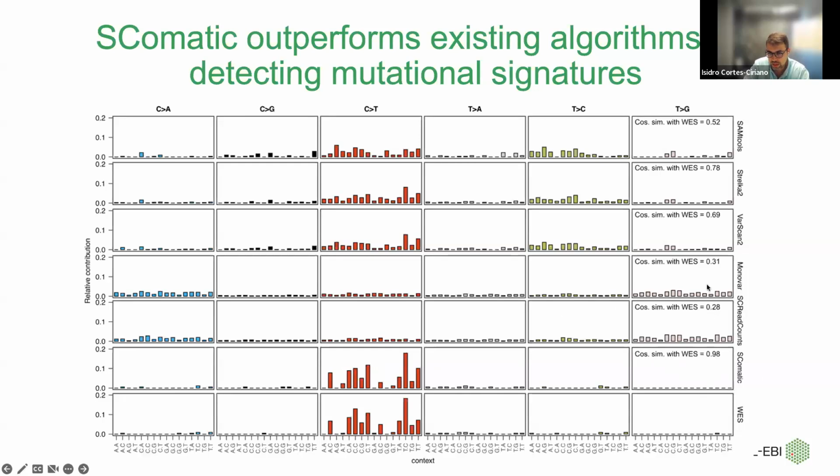And you can see that for the other algorithms, the similarity is much lower, both in quantitative terms of cosine similarity, but also when we look at the spectra. You can see that these two are matched very closely, whereas the others are really different. Again, showing that the mutations detected by SComatic are true, and that SComatic is highly specific as opposed to the other algorithms.